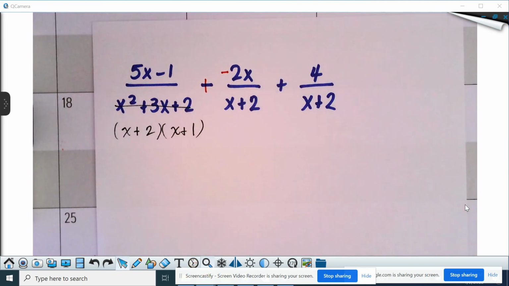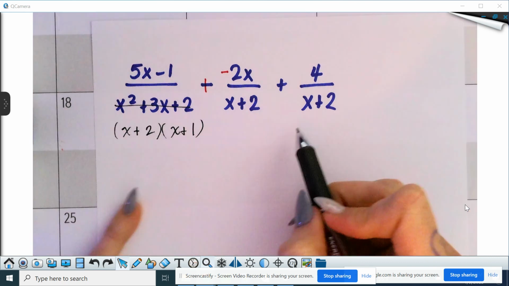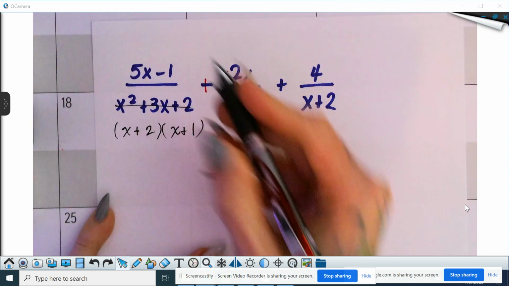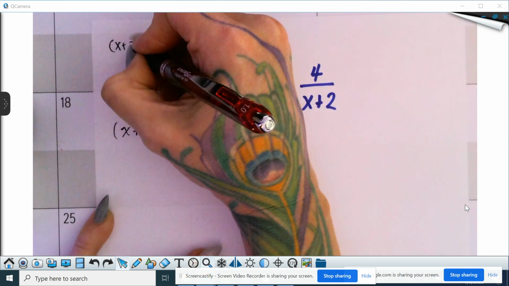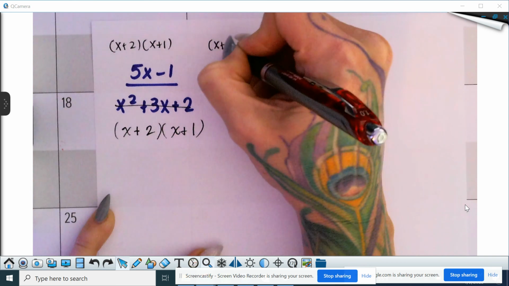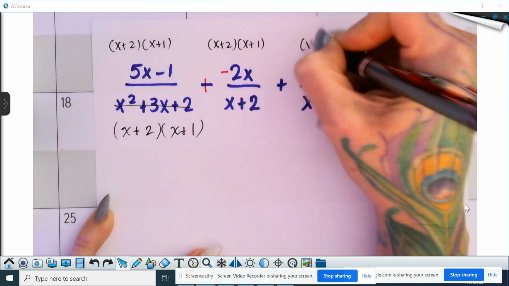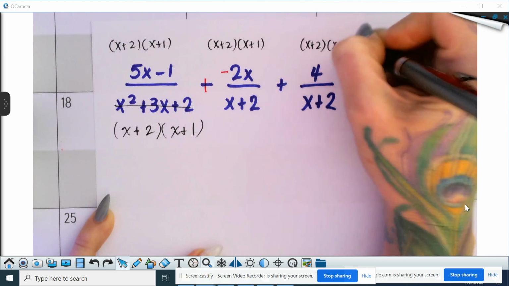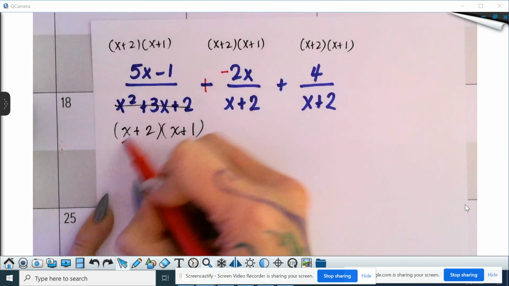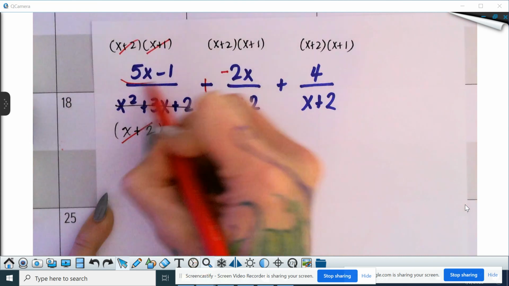So fix all the things of that nature before you start crossing things out and making a hot mess of your problem or solving at that rate. So looking at the bottom, I have x plus 2, common, good, x plus 2, and then x plus 1. So I'm going to write x plus 2, x plus 1, x plus 2, x plus 1. Then I'm going to cross out what I can from the top and the bottom. So both of these go away. I'm left with 5x minus 1.